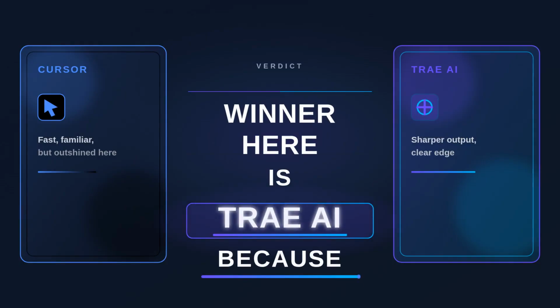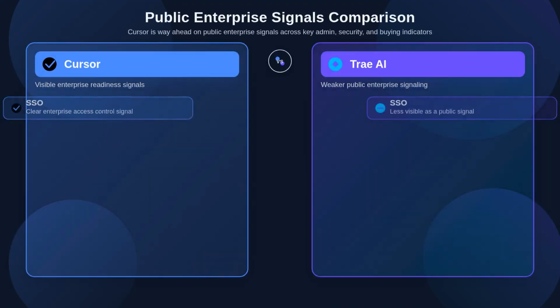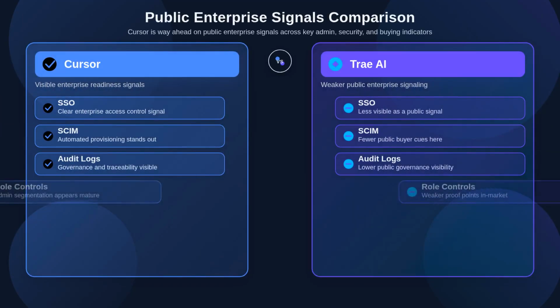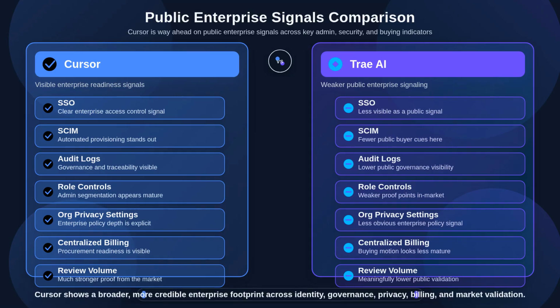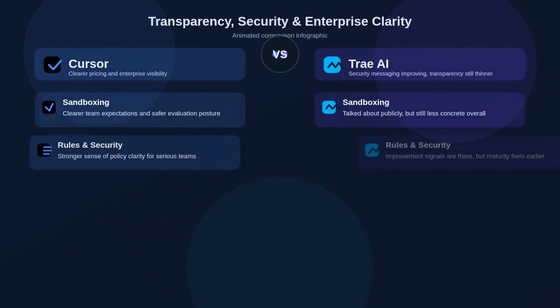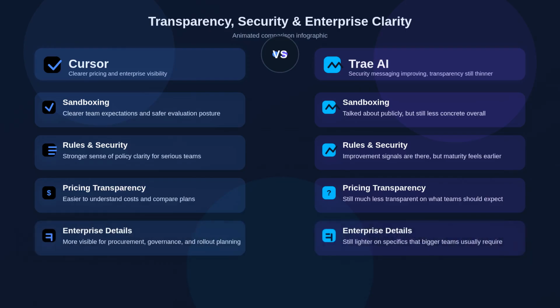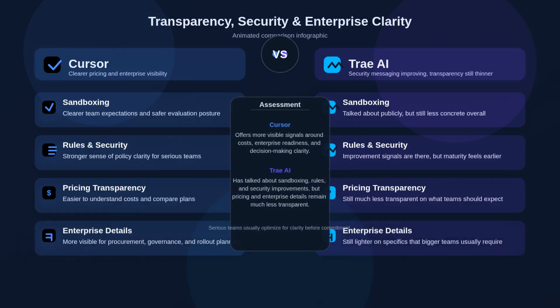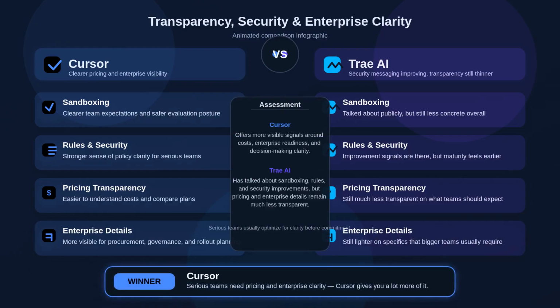Third is team readiness and trust. Cursor is way ahead on public enterprise signals with SSO, SCIM, audit logs, role controls, org privacy settings, centralized billing, and much stronger review volume. Trae AI has talked about sandboxing rules and security improvements, but its pricing and enterprise details are still much less transparent. Winner here is Cursor because serious teams need clarity, and Cursor gives you a lot more of it.